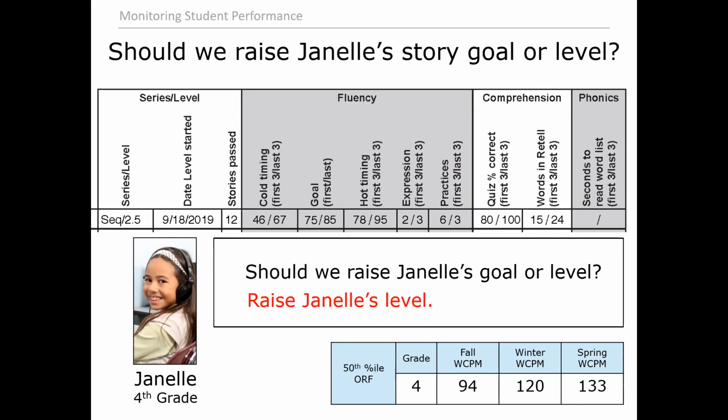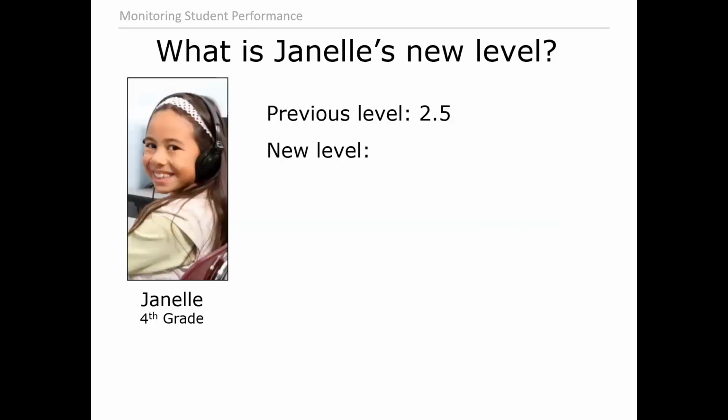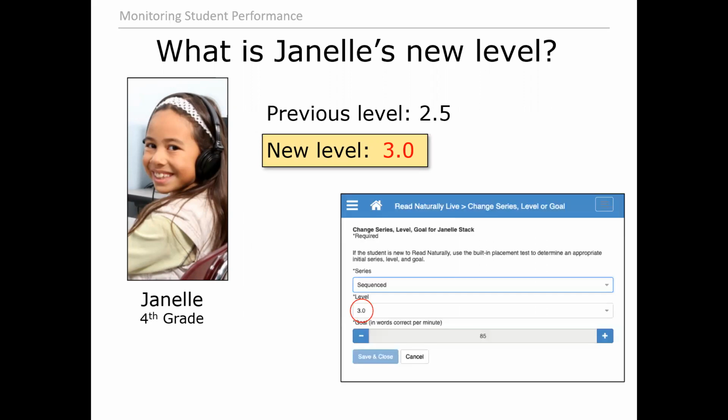But when you see 100% on quiz and they're making progress in many areas, then you can again be more aggressive with raising the level. She's ready. Okay. Probably after she does a few stories in 3.0, you'll probably be able to raise the goal at that point too. Okay. So kids like this, they'll just start to take off. And when that happens, you want to be more inclined to be aggressive with raising the level, especially when their comprehension is very strong. Okay. So you'd make that change in Read Live.